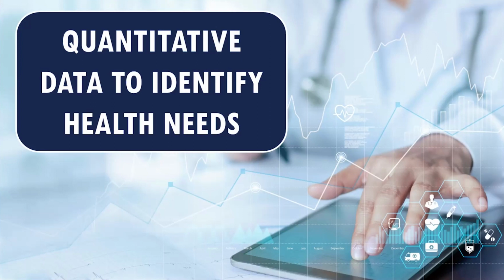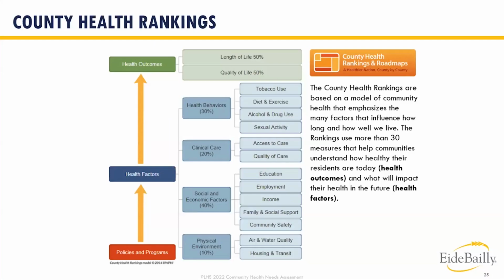In addition to that community data, we also recommend that you do some quantitative data. So that's going to be some information that you can get off of the internet that's going to give you information that's been gathered by other organizations.